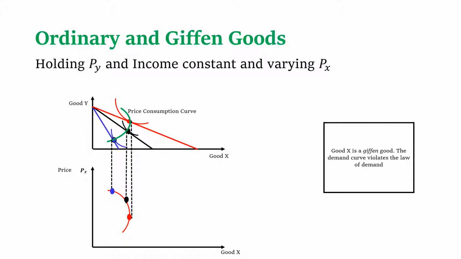So in this case, this good is referred to as a Giffen good. So good X is a Giffen good. The demand curve violates the law of demand here. So as you can see here, when the price of good X increases, the demand for it also increases. When the price of good X falls, the demand for good X falls.